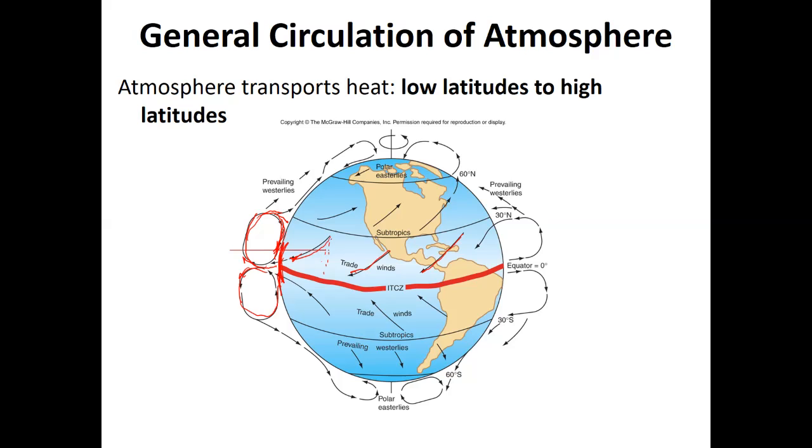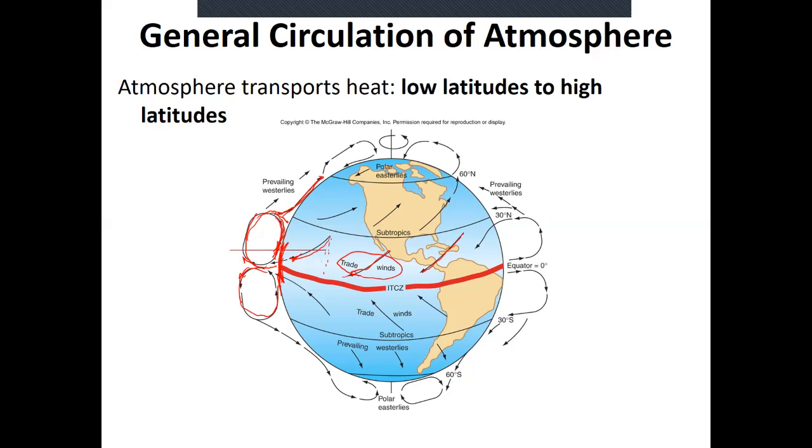A wind blowing from the north is called a northerly wind. So here, if we have northerly winds, they're going to be cooler because they're coming from the north where it's cooler. If we have southerly winds, they're going to be warmer because they're coming from the south where it's warmer. But we call these winds the easterlies. Another name for them is the trade winds.